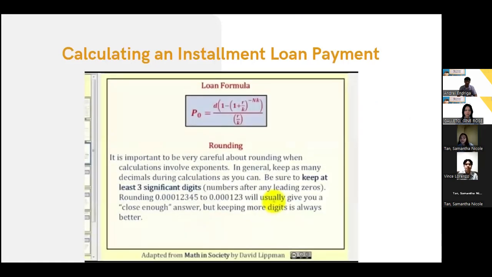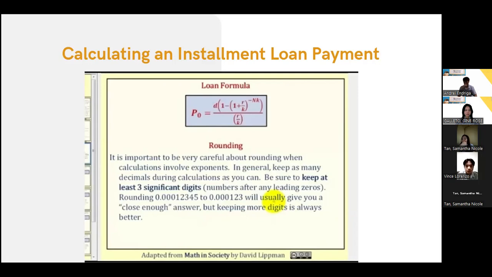For the last topic of this discussion, I want to discuss calculating an installment loan payment. An installment loan is a type of financing that borrowers make a lump sum of money and pay it back in regular payments over an agreed period. This type of loan is an essential financial tool commonly used to purchase a car or home or pay among other things.